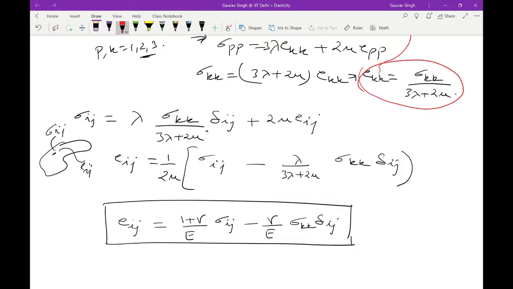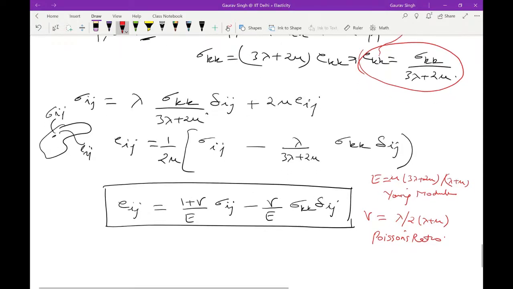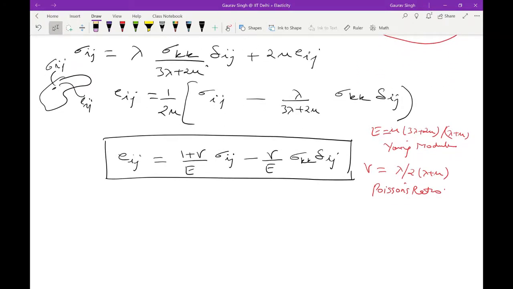This will happen when you write E is equal to mu (3 lambda plus 2 mu) by (lambda plus mu). This is called the Young's modulus E, and you can call nu as lambda by 2 (lambda plus mu). This is called the Poisson's ratio. Okay, so these are the two forms of writing this.